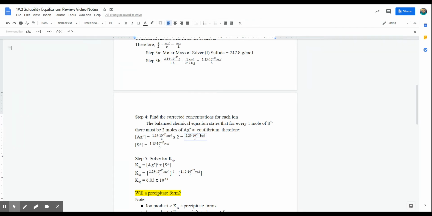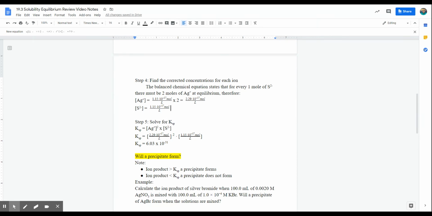So that is double of what I found in step 3. Then the concentration of sulfide, since there is nothing to multiply it by, will just be the answer that I got in step 3. Last step is to solve for the solubility product constant, and that is using the equation I wrote earlier. I set it up here.